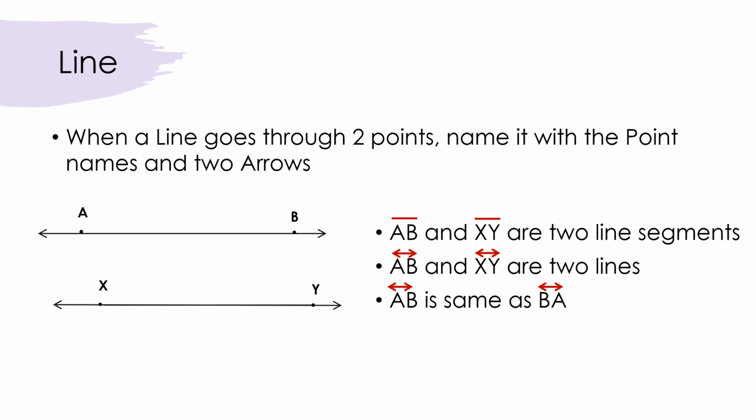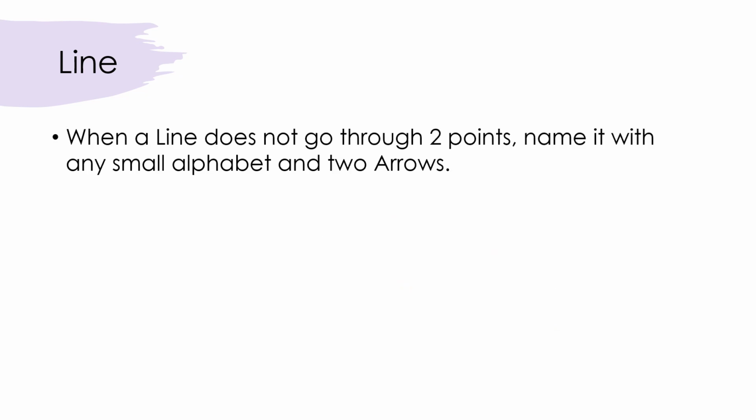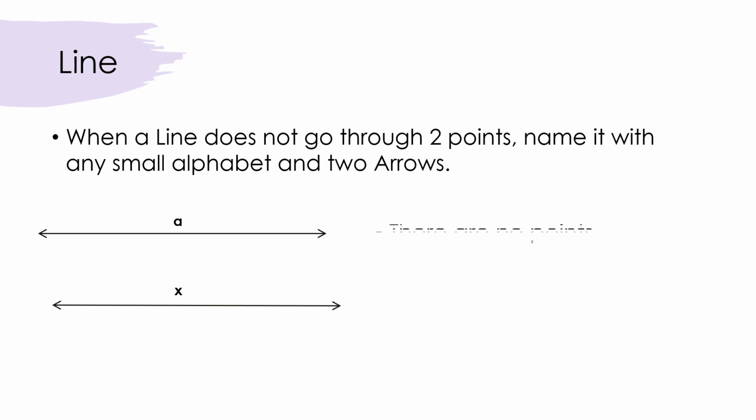AB is same as BA and XY is same as YX. When a line does not go through 2 points, we name it with any small alphabet and 2 arrows. So in these 2 pictures, we don't have any points. We just have the lines. So we just put any small alphabet to name them.